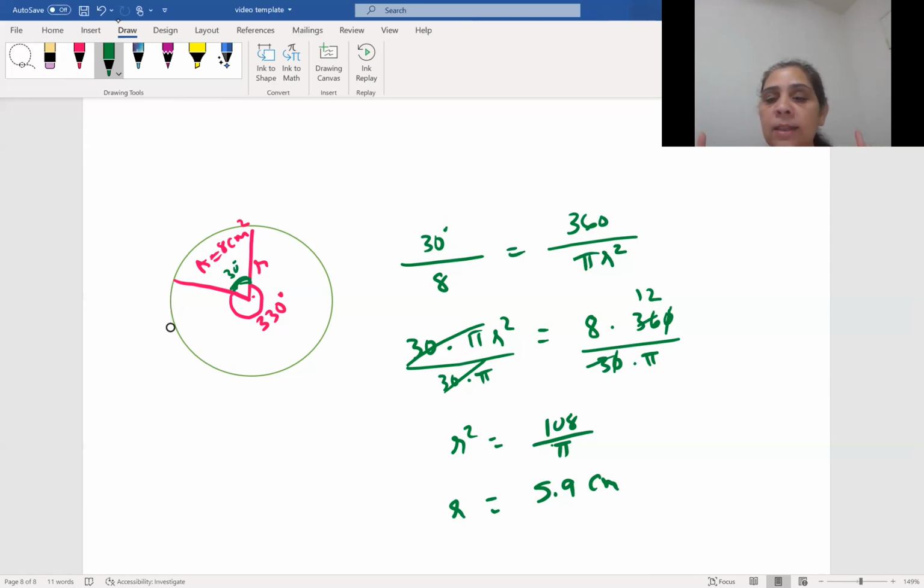The only thing to remember is what? Circle area formula is pi r square and circle circumference formula is 2 pi r. And then you can just make proportion out of that. So that's how you can just do it.